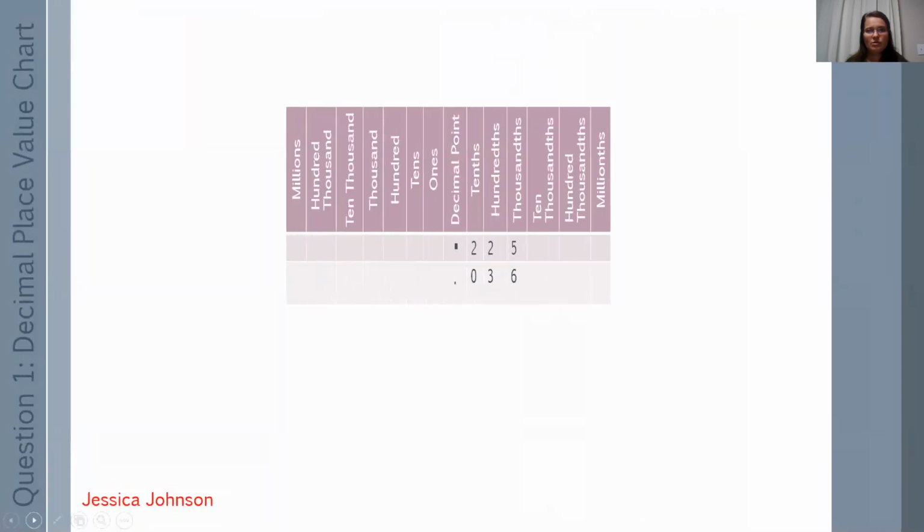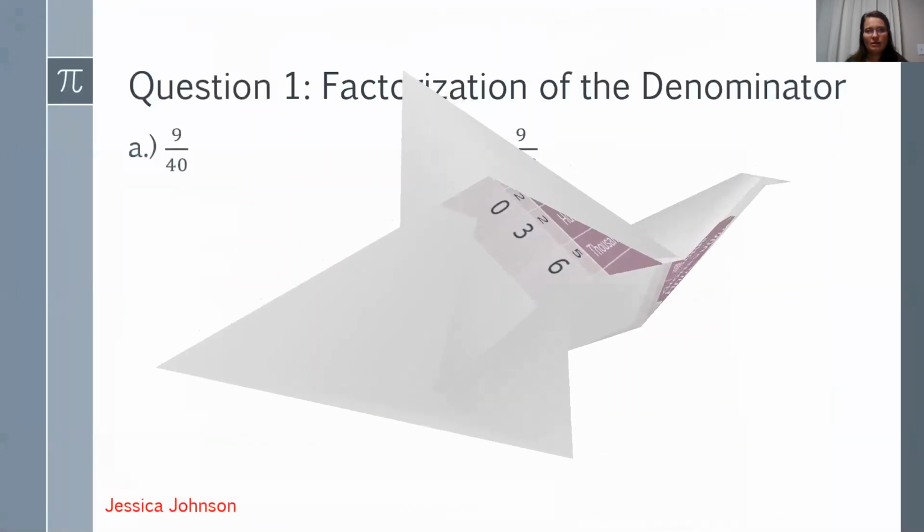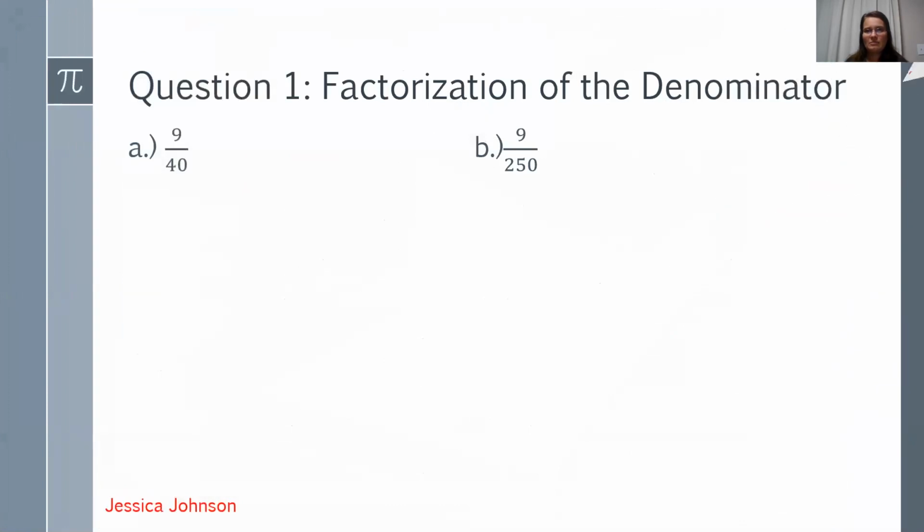And let me skip over my chart real quick. Did you know that there is magic in math? Let me show you what I mean. First, let's start with factoring the denominators of 40 and 250.